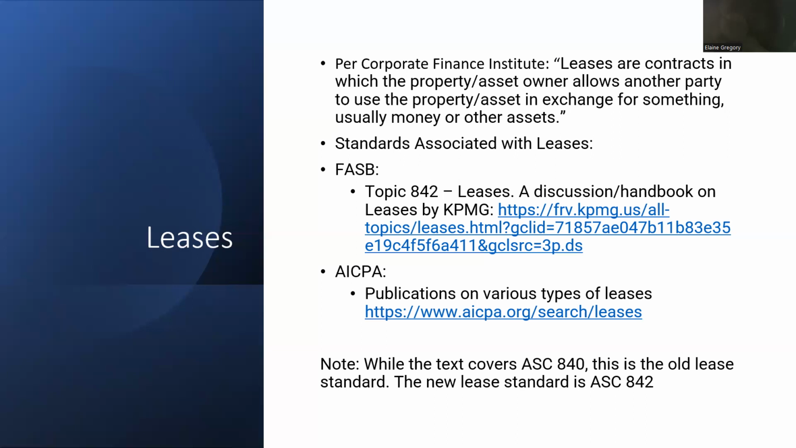I'm seeing a lot as a CPA. I'm getting emails at least once a week on lease 842 standards and what those standards mean and the complexity behind accounting for leases. So the text is going to be covering ASC 840, which is the old lease standard. So if you don't know that one, you'll have to look at ASC 840. The new lease standard is ASC 842.